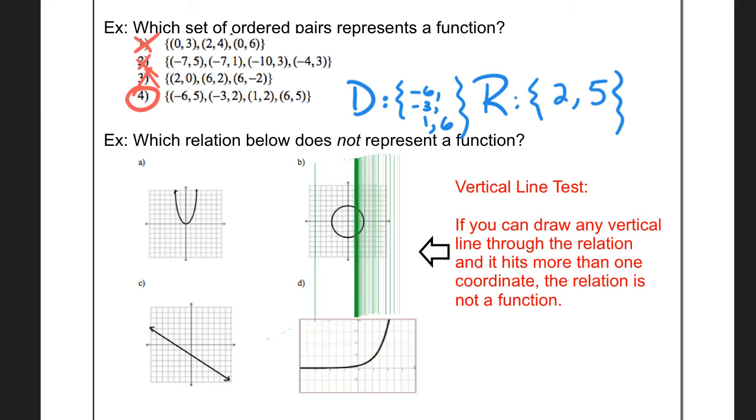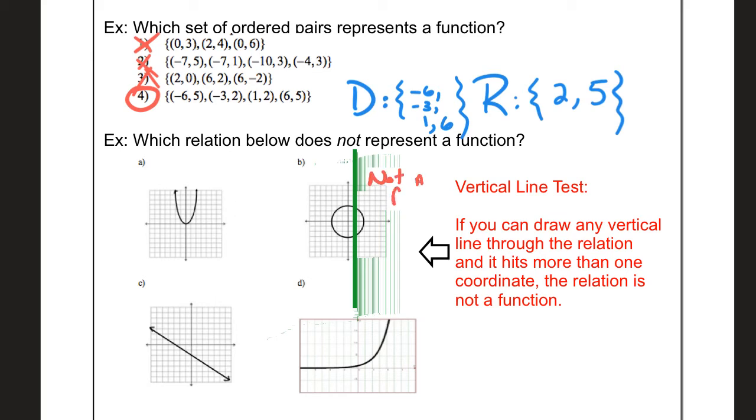But if you're able to imagine a vertical line that can touch the graph at more than one spot, it's automatically not a function. We like to say it fails the vertical line test. So see how this green line here touches this circle here and here? It's hitting the graph in 2 spots at the same time. This is not a function.